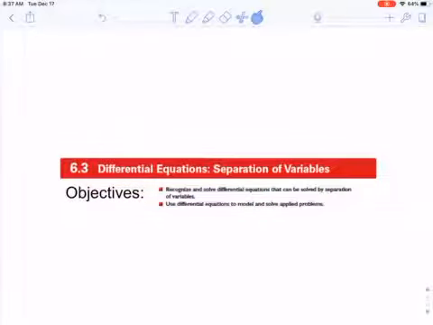All right, so we're looking at 6.3, which is differential equations, separation of variables, which we've kind of already introduced the previous day. So your objectives are to recognize and solve differential equations that can be solved by separation of variables. You can't with everything. And use differential equations to model and to solve applied problems.